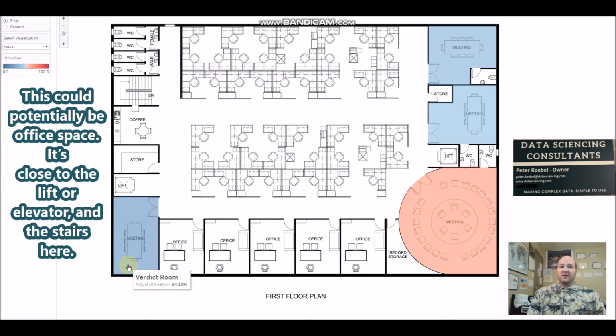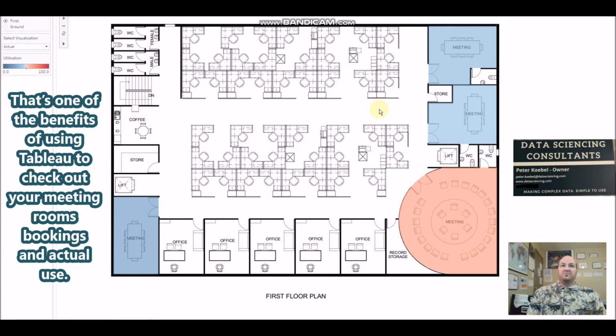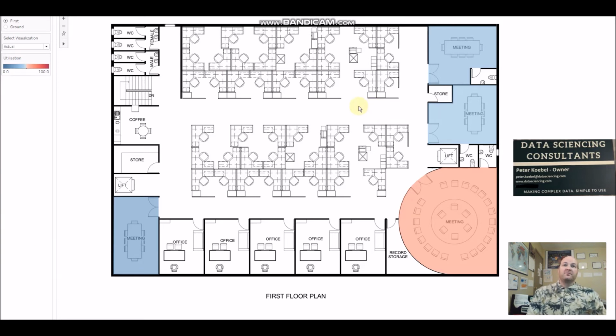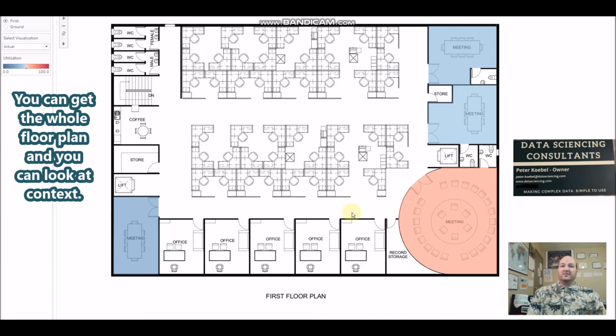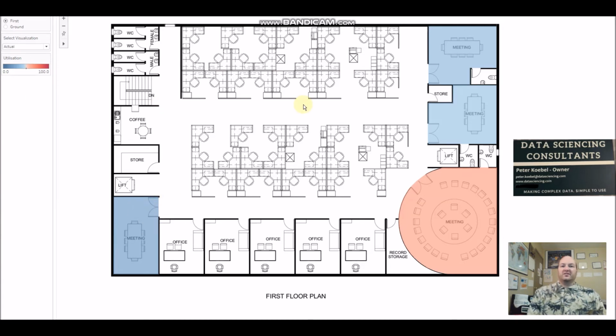This could be potentially an office space. It's close to the lift or elevator and the stairs here. And it might make sense to keep these two still as meeting rooms because they are connected to your 2 washrooms. And that's one of the benefits of using Tableau to check out your meeting room booking and actual use. Is you can get the whole floor plan, and you can look at context. So it's not just seeing, okay, this room wasn't used much. You can actually see, oh, maybe there's reasons for that, the location, and now you can strategize.